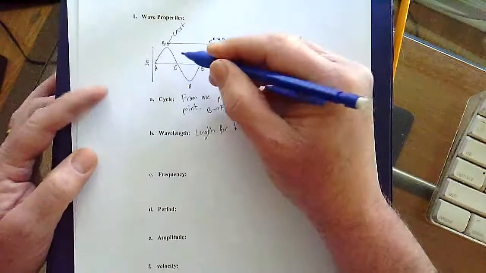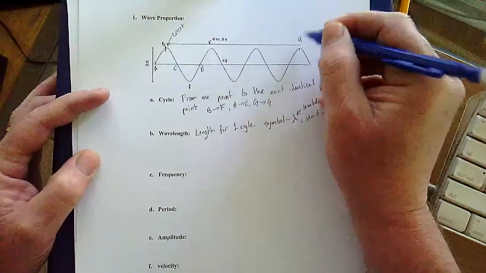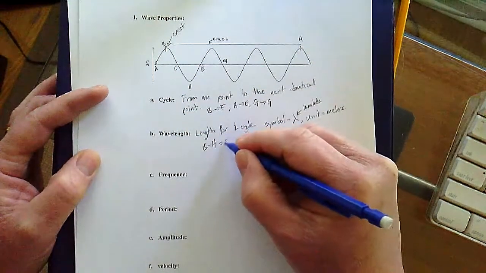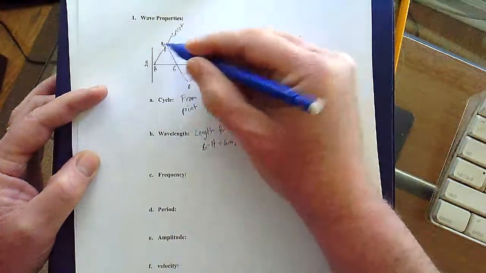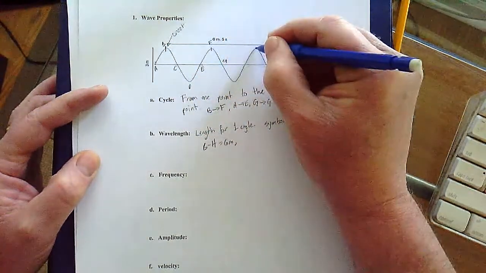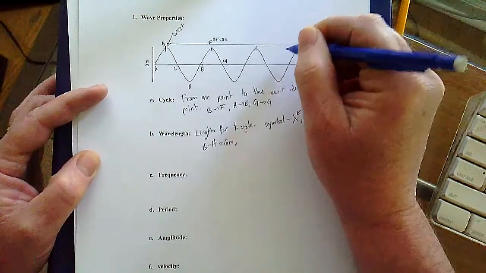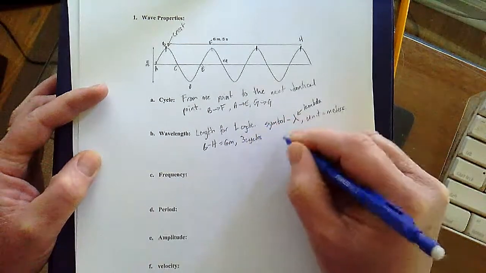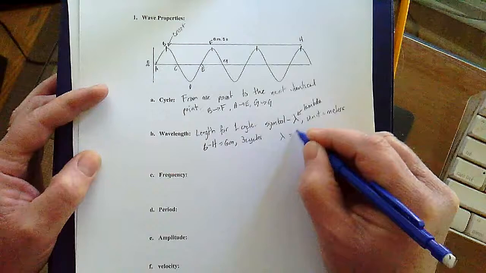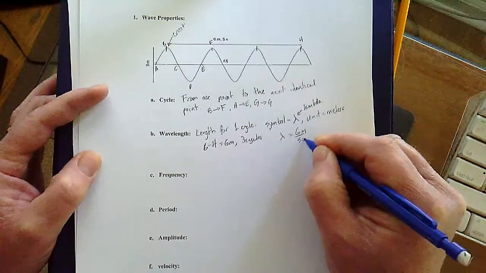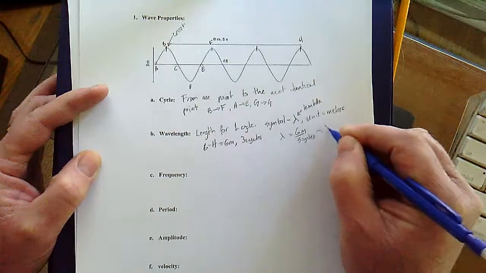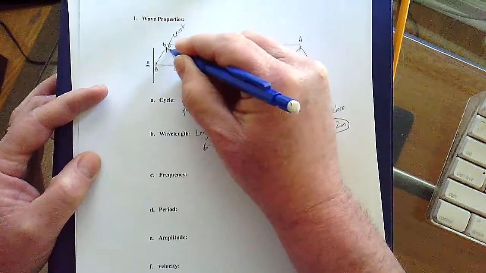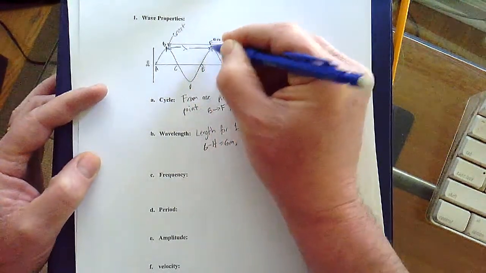So for this example, I go from B to H, and I've labeled that that's 6 meters. And it's also, if I count cycles, B to F is one cycle, then to here I got a second cycle, and then all the way over to H I got 3 cycles. So it's 3 cycles. So if it's 6 meters per 3 cycles, the wavelength is going to be 2 meters. So the wavelength is just from there to there is one way to measure the wavelength.